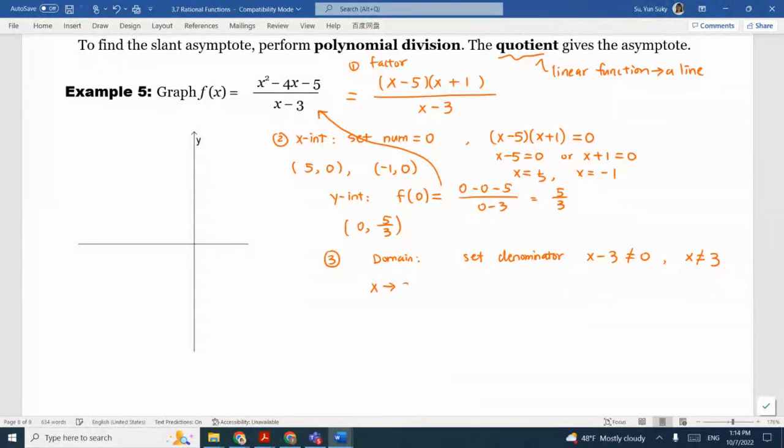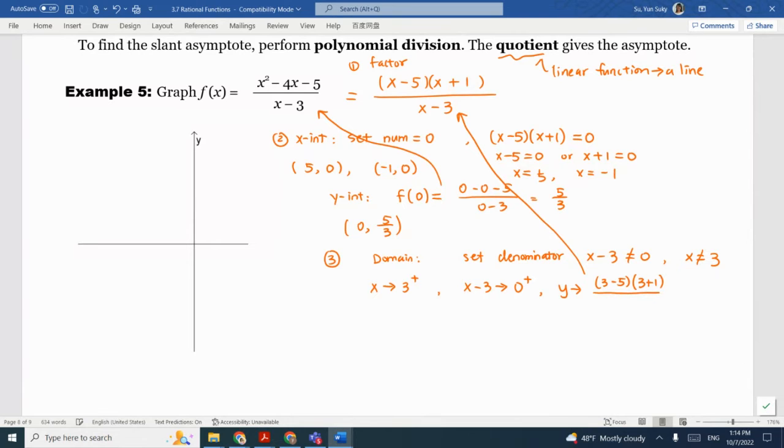And then you let x go to 3 from the right. Then that factor, x minus 3, will go to 0 plus. Is that okay, everybody? And y will go to, so we plug in x equals 3. Do we plug in the original form or the factored form? Factored form. Yes, very good. So we plug in the factored form. You see the numerator? 3 minus 5 and 3 plus 1.